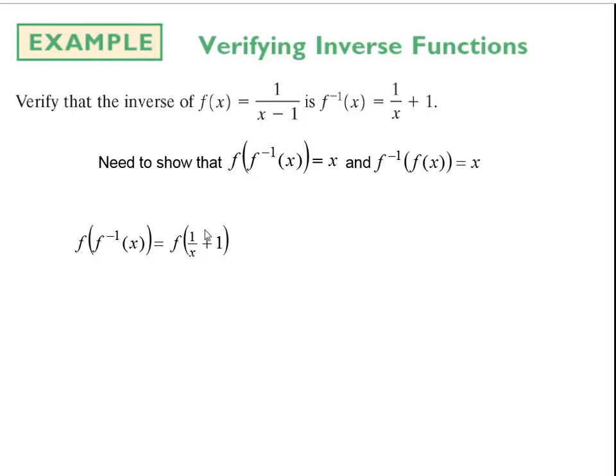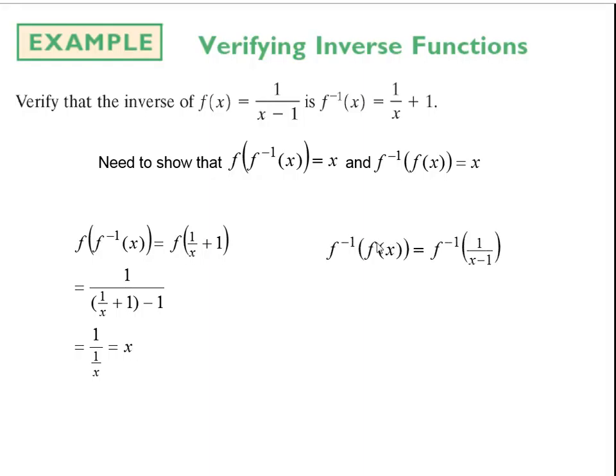So I'm going to plug in f inverse, that's 1 over x plus 1, and then that's going to get plugged into the f function. So I plug that into the f function, the 1 and the minus 1 cancel out. I get 1 over 1 minus x, so I flip and multiply this, and I get just x as the result. So I can see that when I do the composition in this direction, I'm getting x as its output.